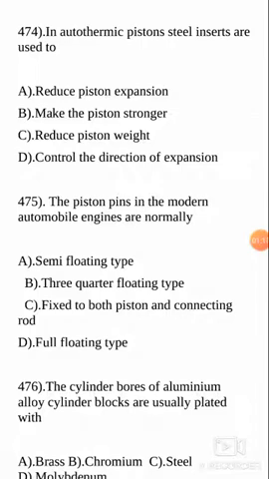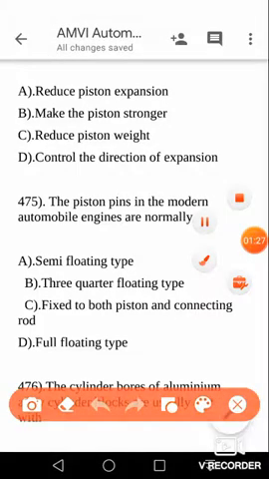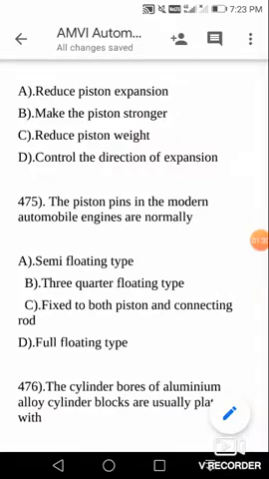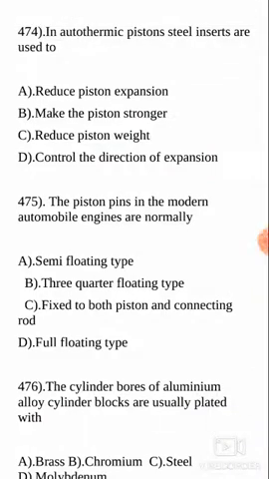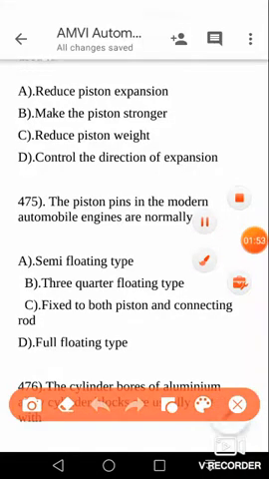Okay, let us continue. In an autothermic piston, steel inserts are used to control the direction of expansion. On the outset, all four options seem different, and each looks like it has a chance of being the correct answer: reduce piston expansion, make the piston stronger, reduce piston weight, control the direction of expansion. The main basic purpose of using steel inserts with autothermic pistons is to control the direction of expansion. So that's the answer.